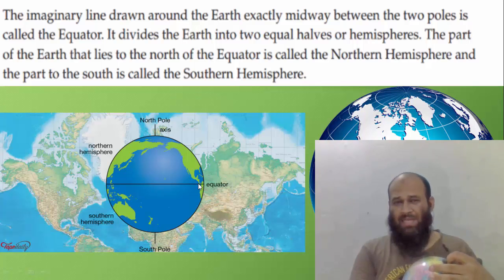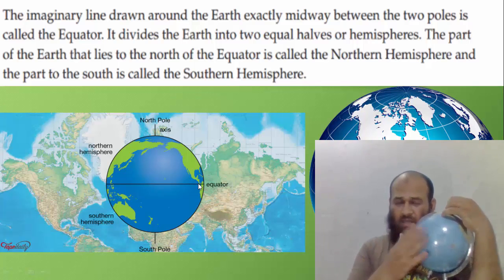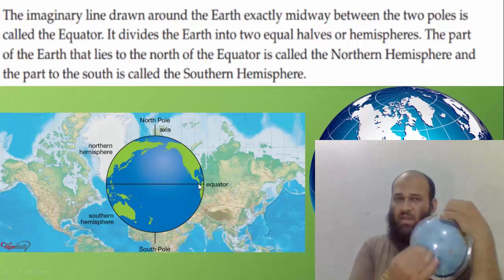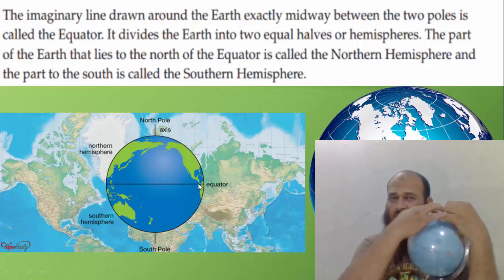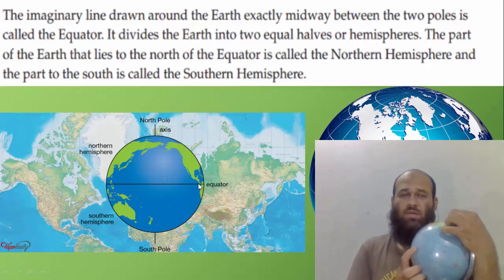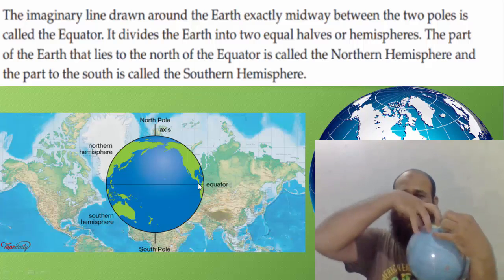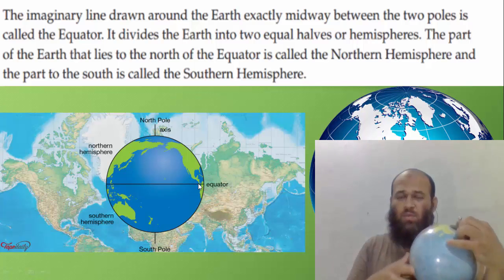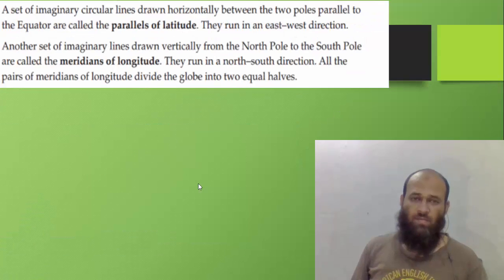There is one imaginary line in between, midway between the two poles, and this line is the equator. North Pole, South Pole, Northern Hemisphere, Southern Hemisphere, and we have the equator.